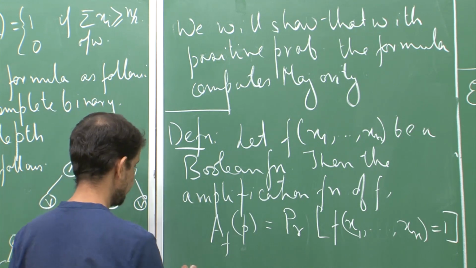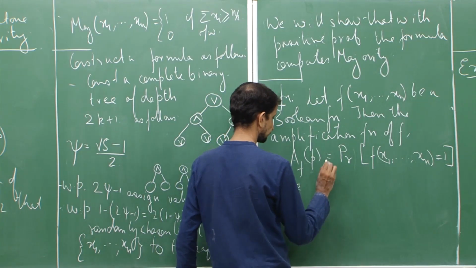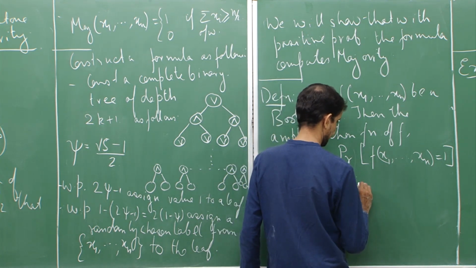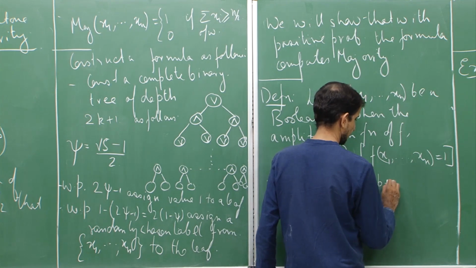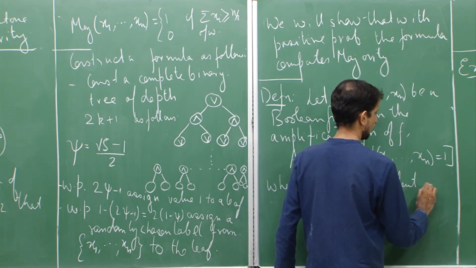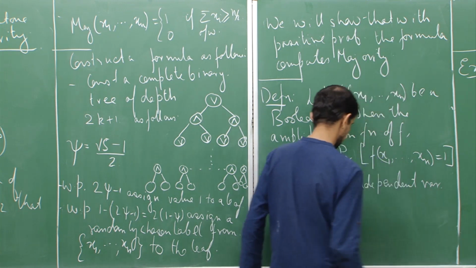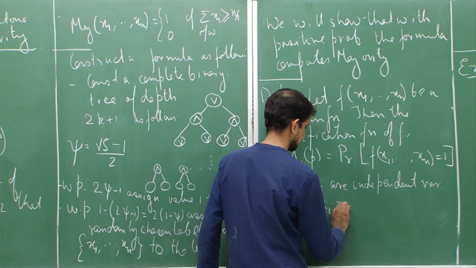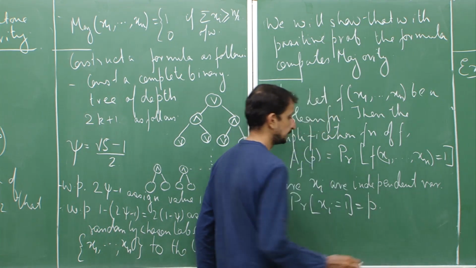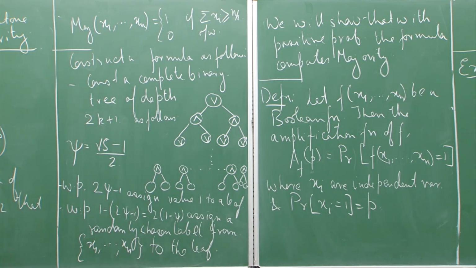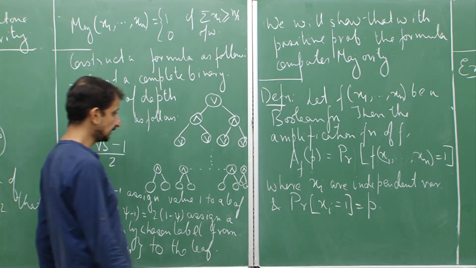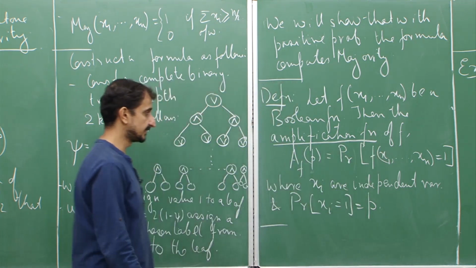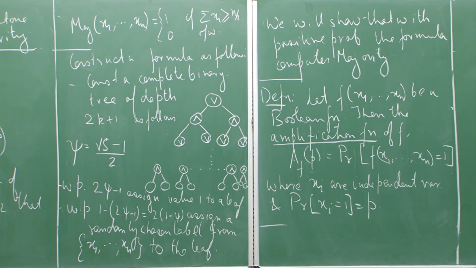Okay. So, where the xi's are independent variables, and the probability that an xi takes a value 1 is p. The probability that it takes 0 is 1 minus p. Okay. So, this is the definition of the amplification function of f. Okay.